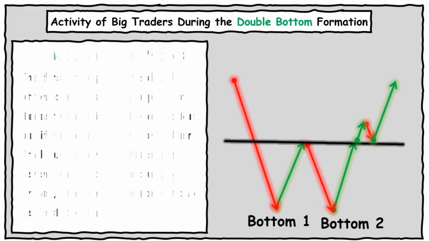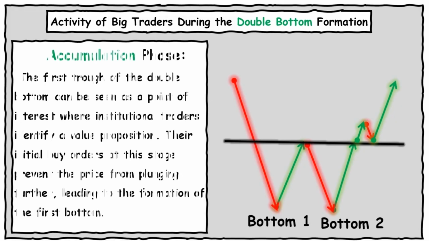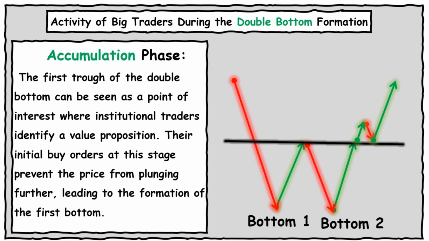Activity of big traders during the double bottom formation. 1. Accumulation phase. The first trough of the double bottom can be seen as a point of interest where institutional traders identify a value proposition. Their initial buy orders at this stage prevent the price from plunging further, leading to the formation of the first bottom.